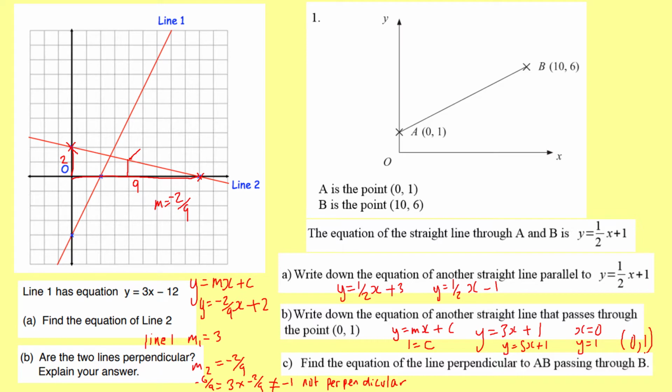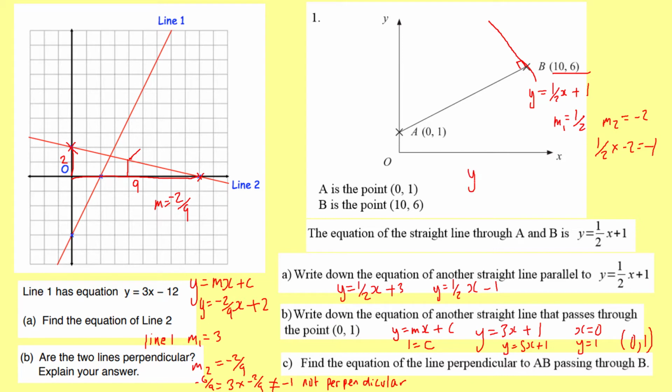Find the equation of the line perpendicular to AB passing through B. So they've given you y equals a half x plus 1. We want the perpendicular line going past B at this coordinate 10, 6. So we have m equals a half, and we call that m1. So m2, to make it perpendicular, has to be minus 2, because a half times minus 2 equals minus 1.